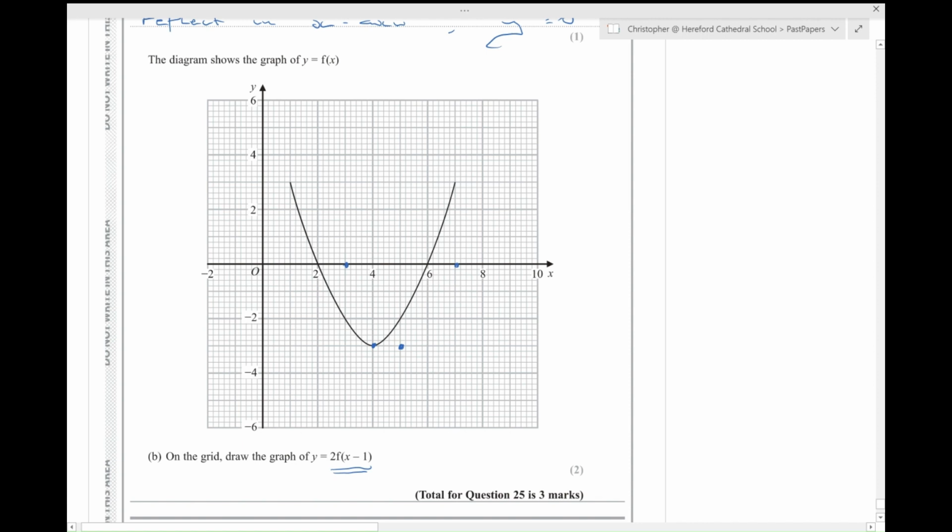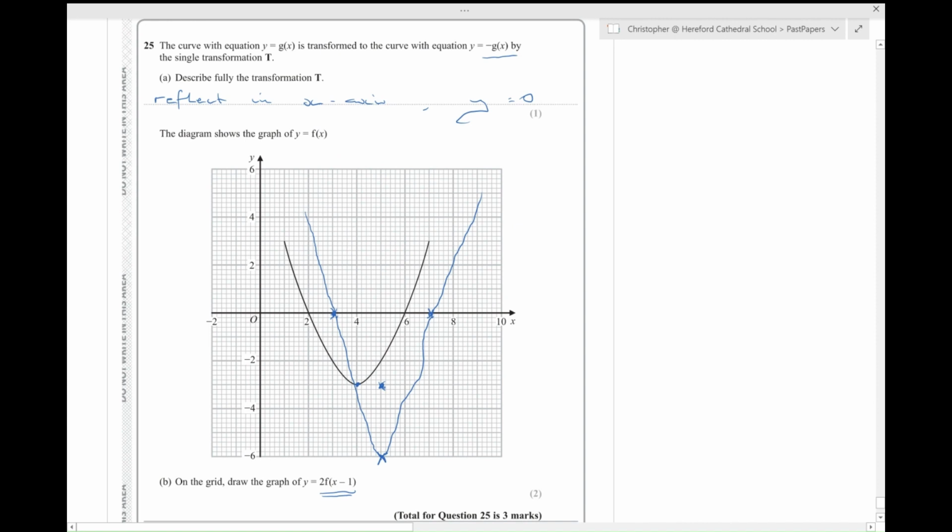And now we've got that curve, but what we really need is twice that curve, 2 f of x. Now, if the values of y are going to double, well, when y was 0, which is here and here, it's going to stay at 0, because double 0 is 0. And when y, for instance, here is minus 3, it's going to become minus 6. So my curve is going to come down here. That's the minimum, and then it's going to go up there without the wobble. And that is question 25 done, and that's the end of the paper.